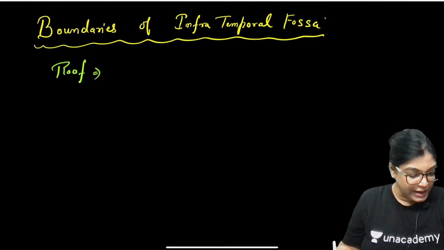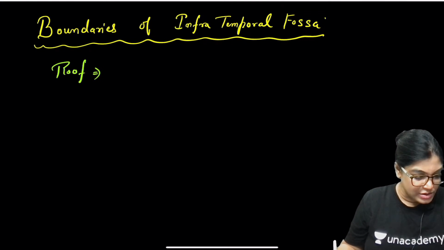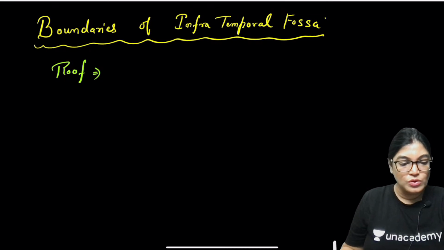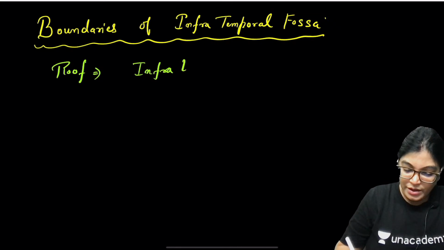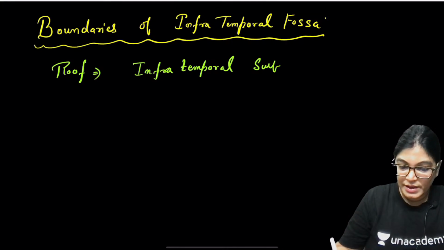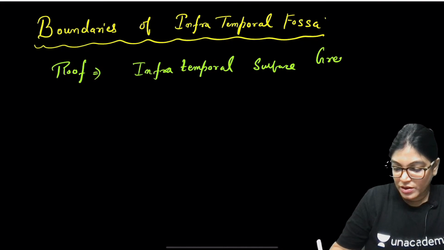So roof is formed by, anyone wants to answer? Great. So roof is formed by which structure? It is formed by the infratemporal surface of greater wing of sphenoid.